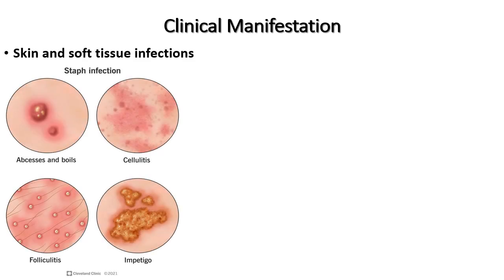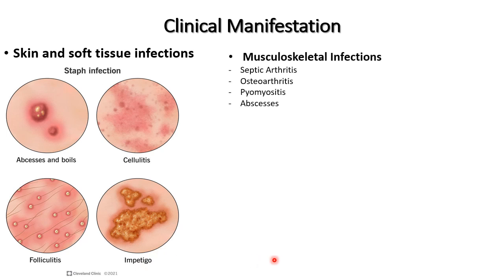Now let's look at the clinical manifestations of the infection caused by Staphylococcus aureus. So we have skin and soft tissue infections, which will present with abscesses and boils, cellulitis, folliculitis, and impetigo. Okay, then we have also musculoskeletal infections that will present with what I call the SOPA. So these guys are septic arthritis, osteoarthritis, pyomyositis, and abscesses.